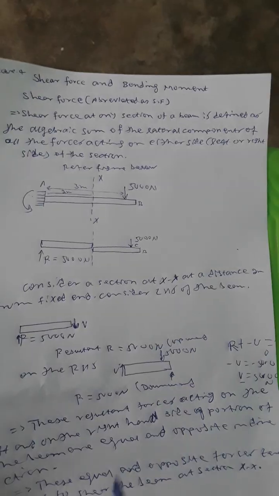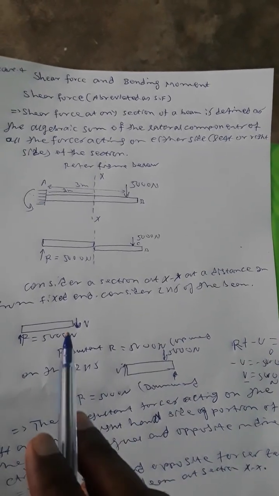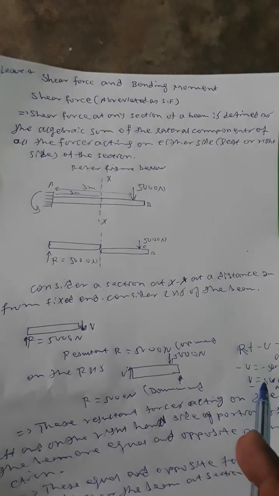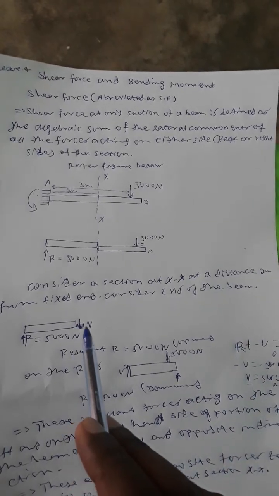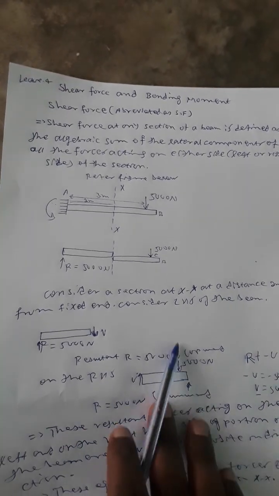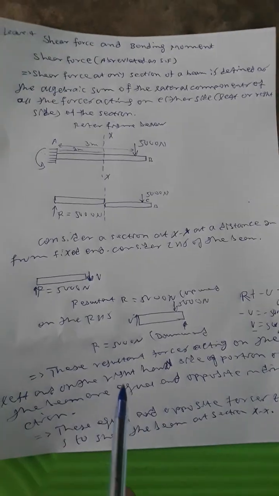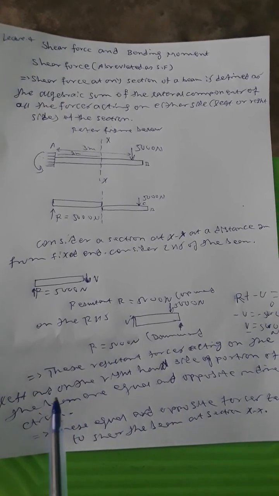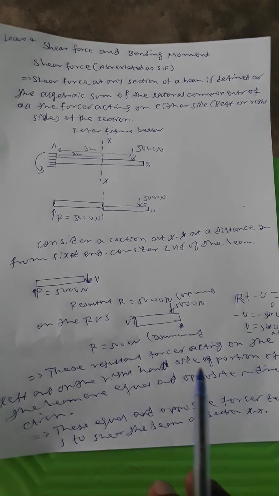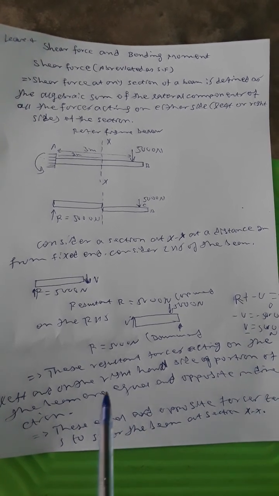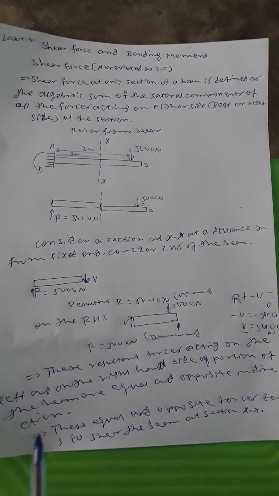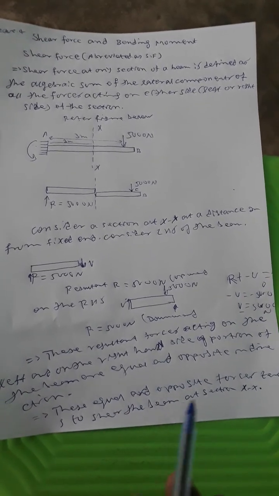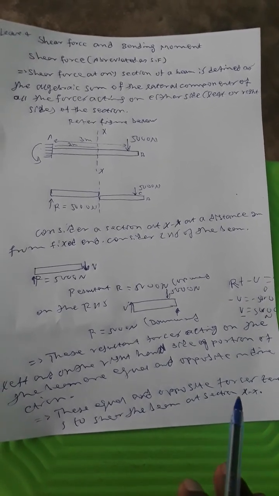This shear force is downward. This is the downward force, the positive direction of shear force. The resultant forces acting on the left and on the right-hand side of the portion of the beam are equal and opposite in direction. These equal and opposite forces tend to shear the beam at section XX.